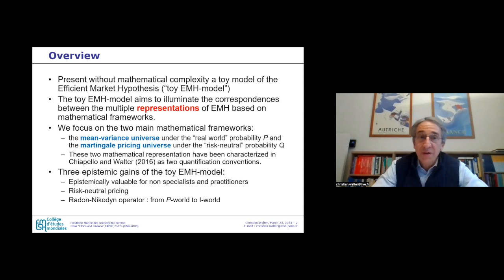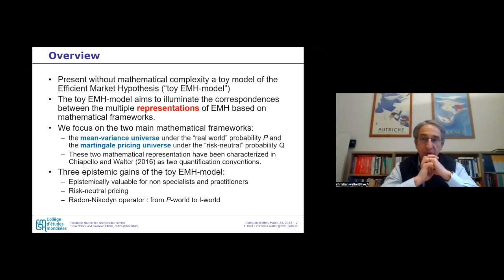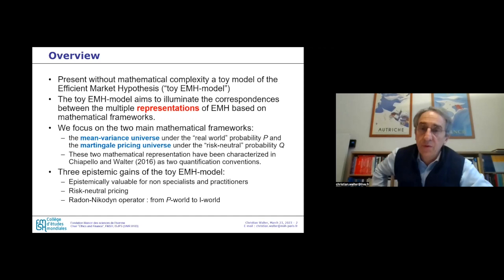The aim is to present, without any mathematical complexity, a toy model of the EMH. The interest of a toy model is to be able to understand and elucidate the correspondence between the multiple representations of the EMH based on the different frameworks. The toy model will focus on the two main mathematical frameworks of EMH: the mean-variance universe of Markowitz under the real-world probability, denoted P, and the martingale pricing universe under the risk-neutral probability, denoted Q. P and Q.